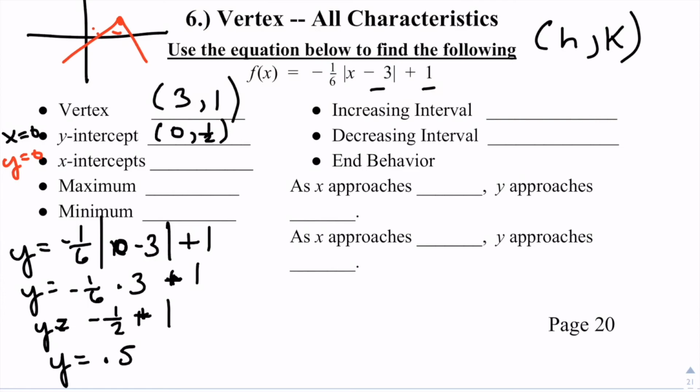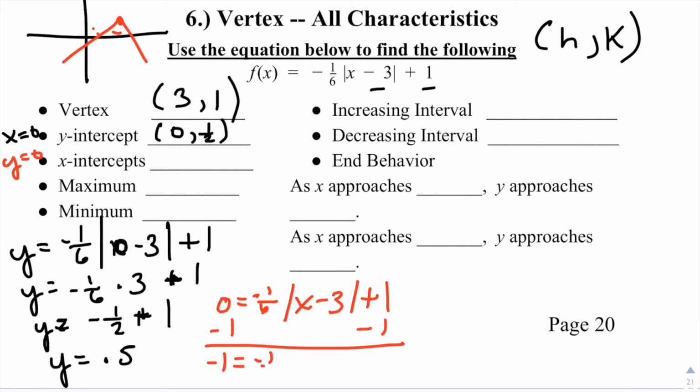I want to make my y 0, so 0 equals -1/6 times the absolute value of x minus 3, plus 1. So again, I want to solve for this x in here, I got to isolate my absolute value expression, so I need to subtract 1 from both sides. I get -1 equals -1/6 times the absolute value of x minus 3. Well, to get rid of this -1/6, I need to multiply by -6. So that cancels that, cancels that. I multiply by -6 over here. So that gives me a +6 equals the absolute value of x minus 3.